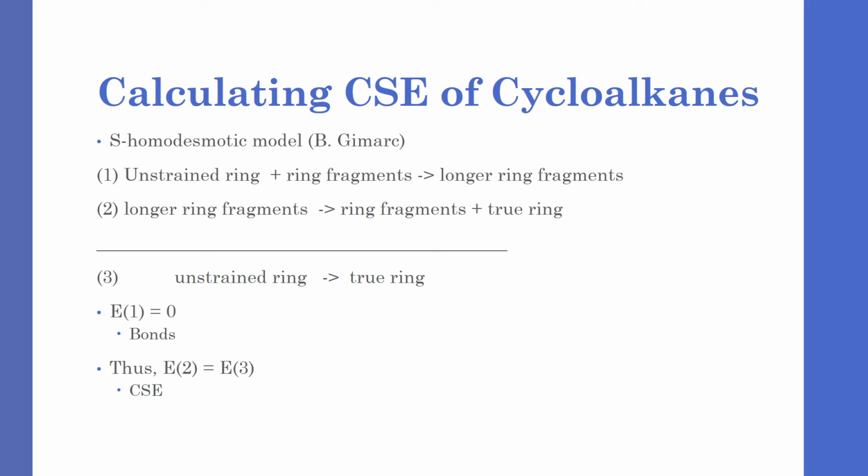Calculating the conventional strain energy of cycloalkanes. Our group uses the S-homodesmotic model. As you can see, we add together the unstrained ring and ring fragments that yield longer ring fragments, to longer ring fragments that yield ring fragments in the true ring, to get the unstrained ring that yields the true ring. Equation 1, the energy is 0 because every bond that is broken is remade. Therefore, the energy of equation 2 is the same as the energy of equation 3, which is the conventional strain energy.